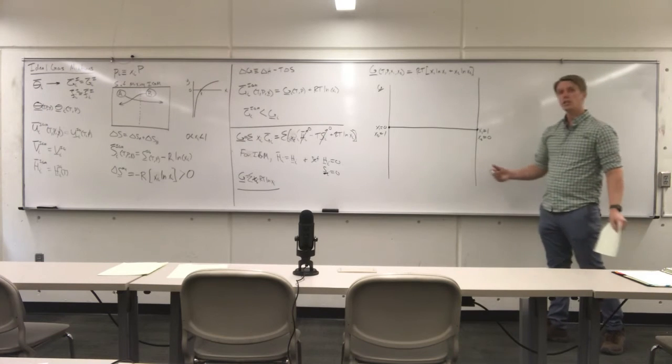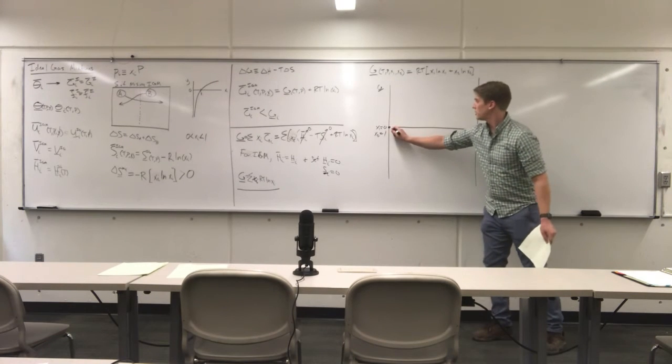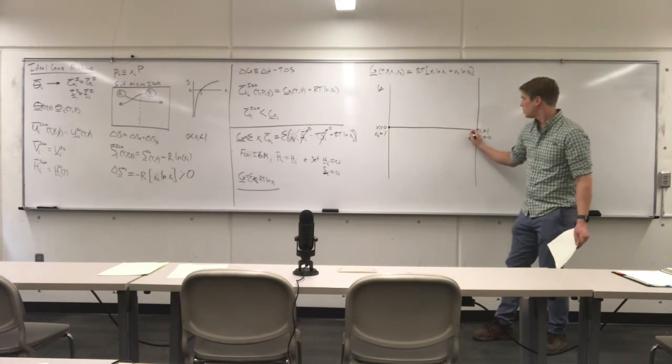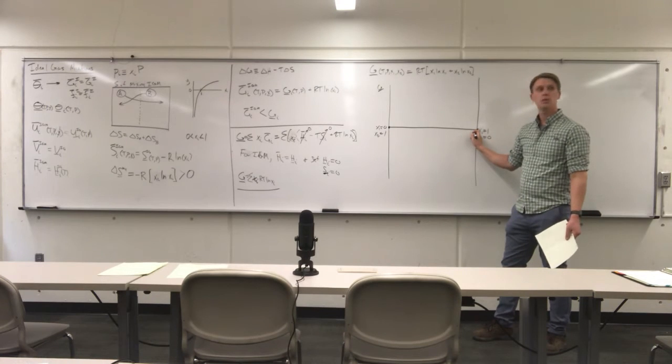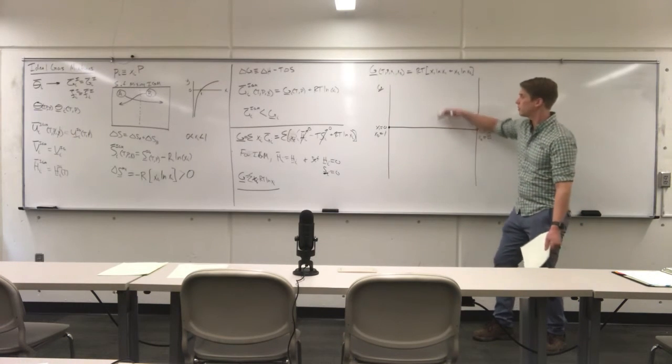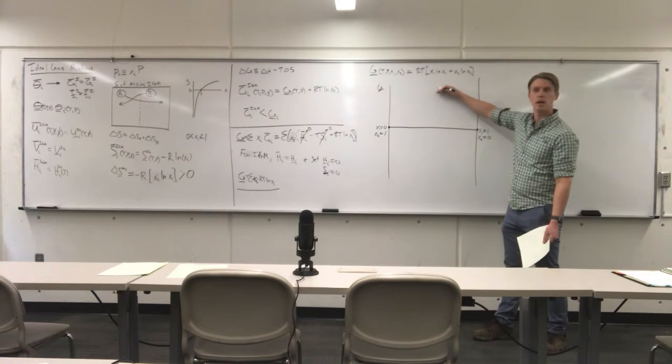So the delta G of mixing, this is the line that constitutes how much Gibbs free energy the pure species contribute. So if the line is above it, that means that it's a positive Gibbs of mixing.